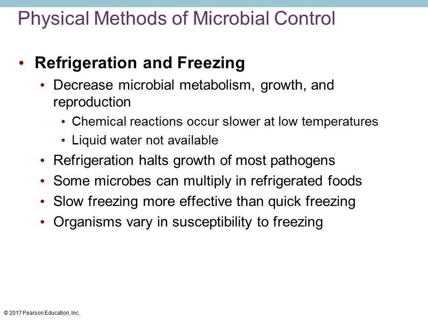There are some microorganisms that can multiply in the refrigerated foods. You've all seen that. Some fungi. Those strawberries look so good at the store, and you bought them, and you put them in your fridge. And maybe you got sidetracked and you kind of forgot, and a week later you go to pull them out, and there's all this nice little white fuzzy stuff growing on them. That's fungi. They're able to grow in the fridge sometimes. Slow freezing is more effective than quick freezing. Some organisms can survive freezing, most of them cannot.